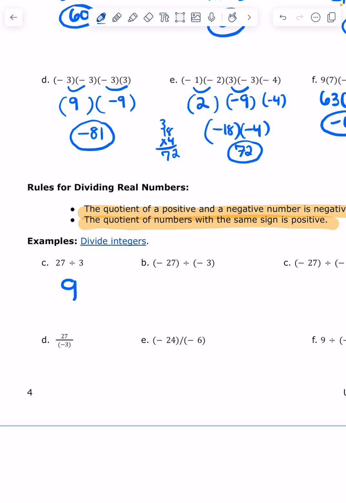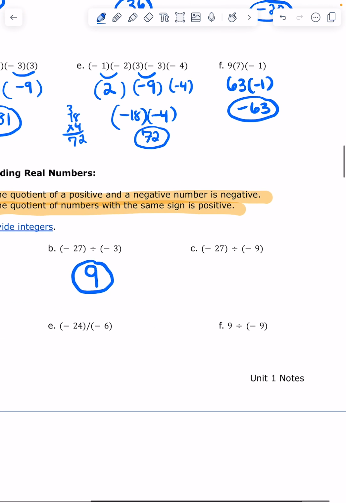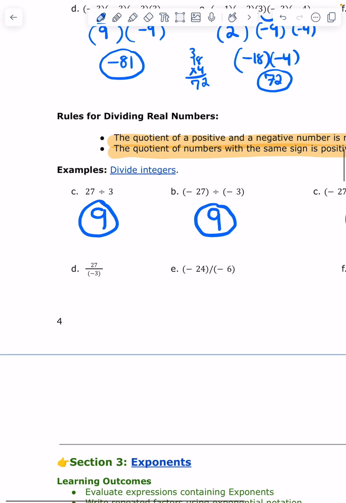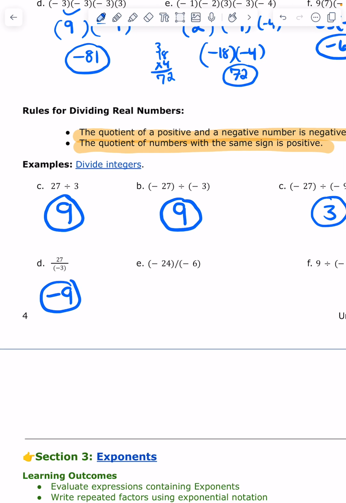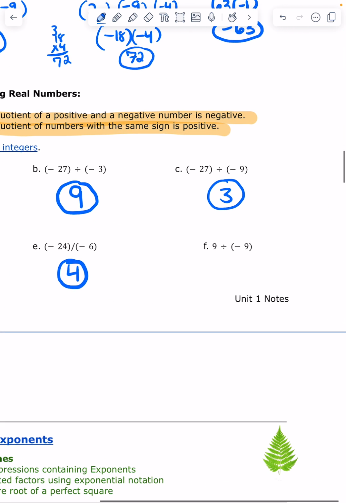27 divided by 3 is 9. Negative 27 divided by negative 3 is still 9. But this is still positive. Negative 27 divided by negative 9 is going to be positive 3. But on D, we have 27 divided by negative 3, which is negative 9. And then E, negative 24 divided by negative 6 would be positive 4. And F, 9 divided by negative 9 is negative 1.